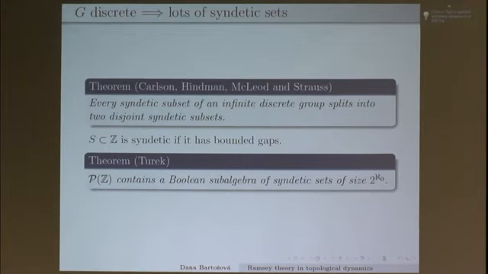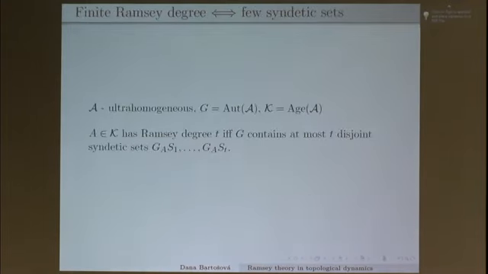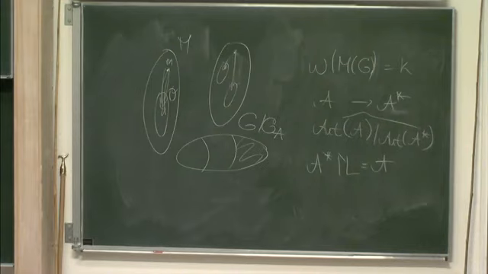So sometimes we have lots of them, but sometimes we don't. And why don't we have a lot of them? Well, in the case of groups of automorphisms of ultra-homogeneous structures, this is exactly when we have finite Ramsey degree. So for every A, when we are looking at the coset space G over G_A, we will have that A has Ramsey degree T if and only if G can be split into at most T disjoint synthetic sets that are in this coset space. So this is a characterization in synthetic sets.